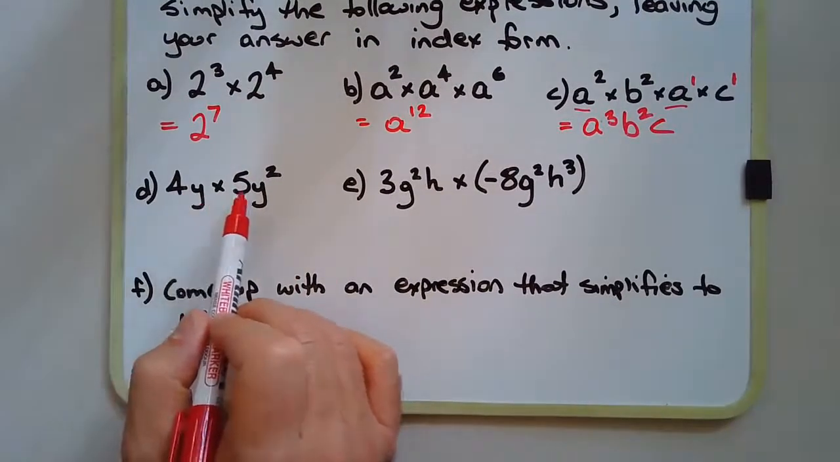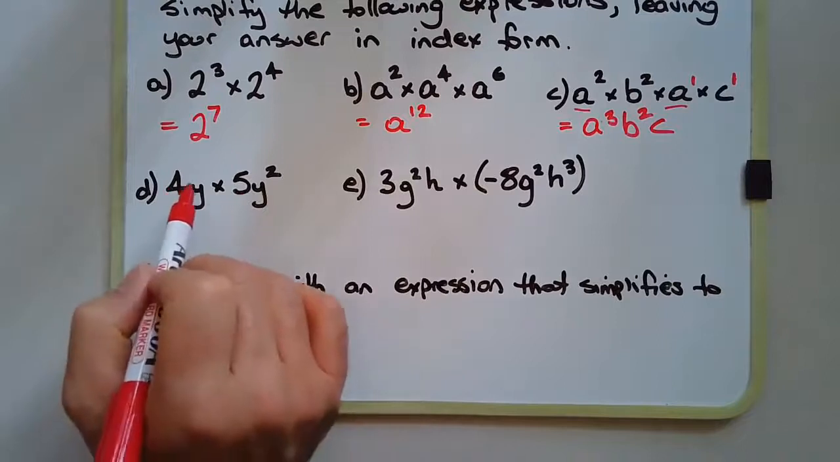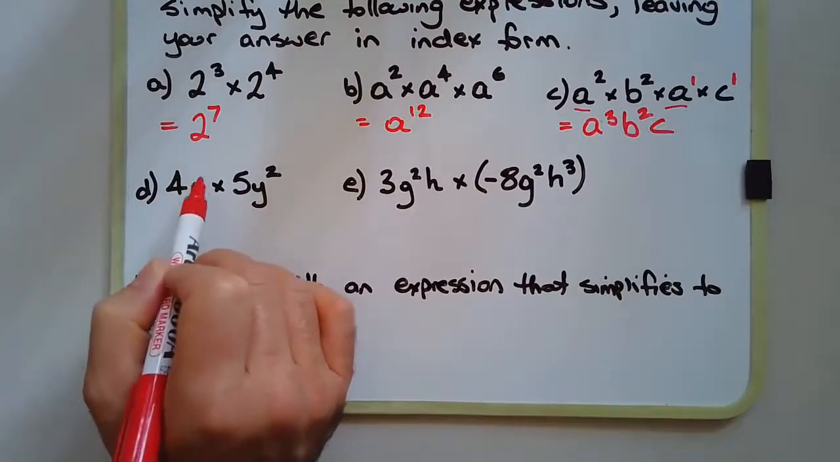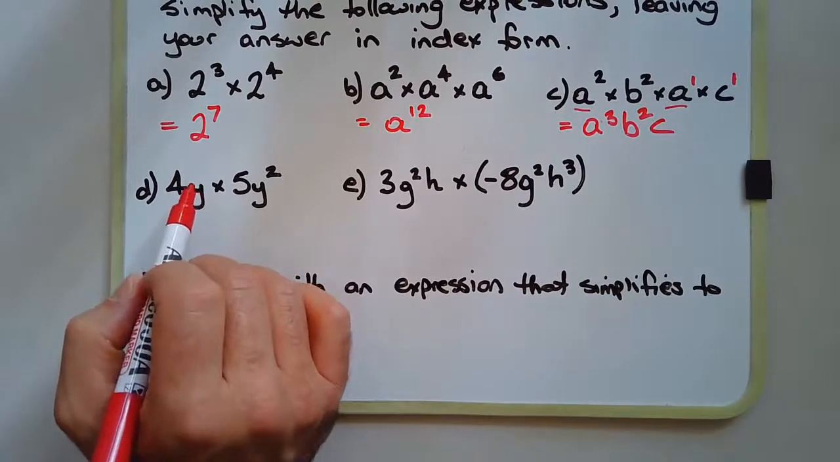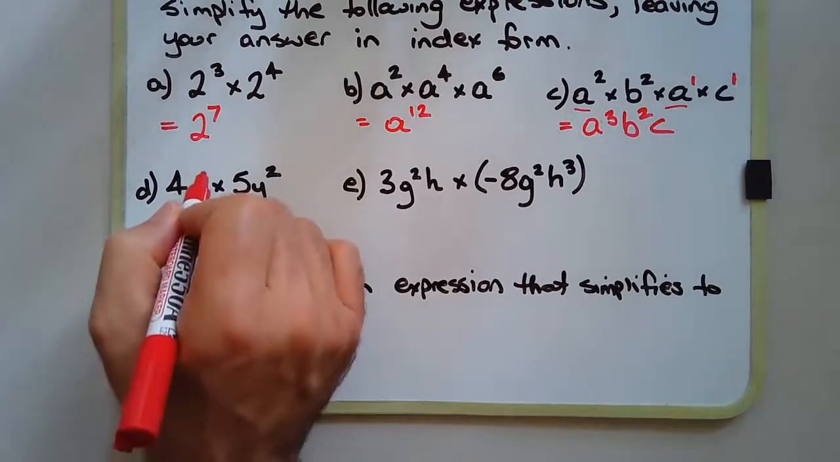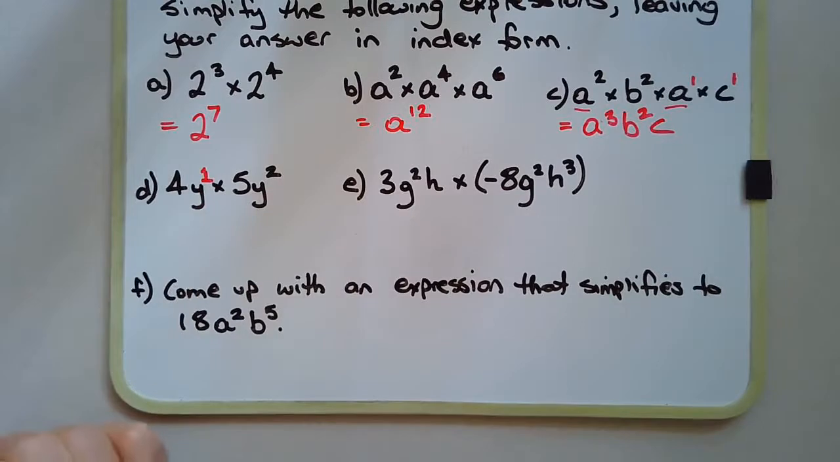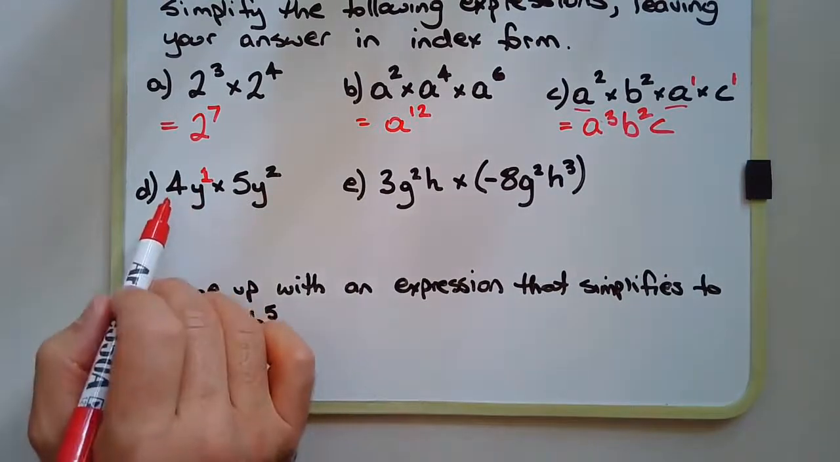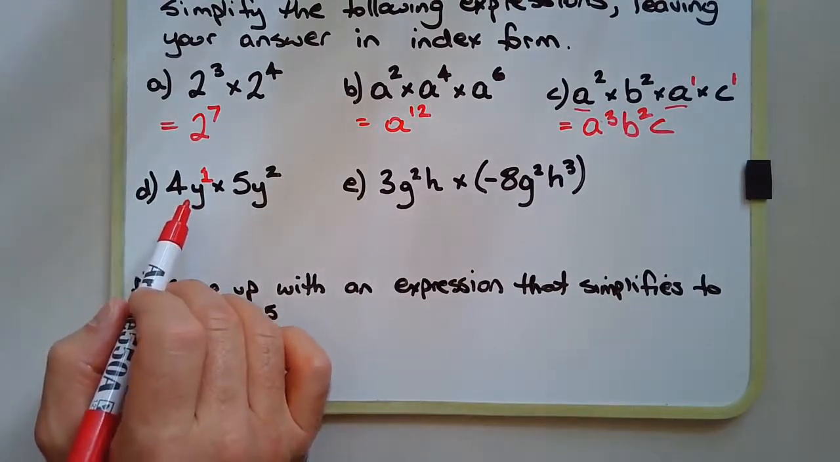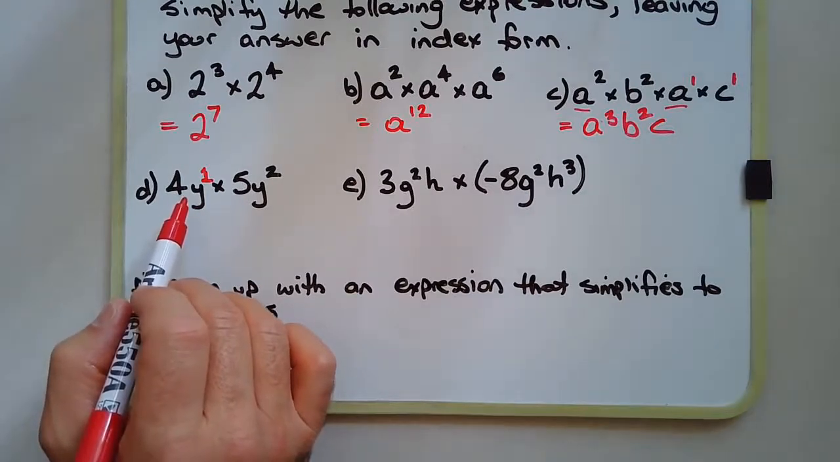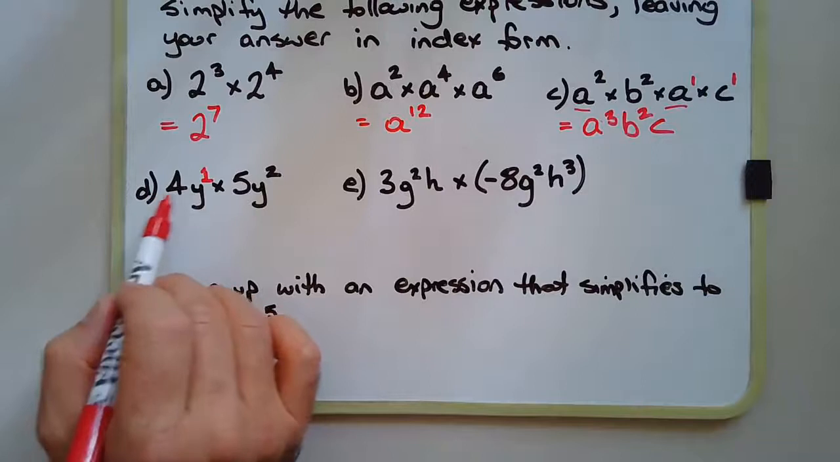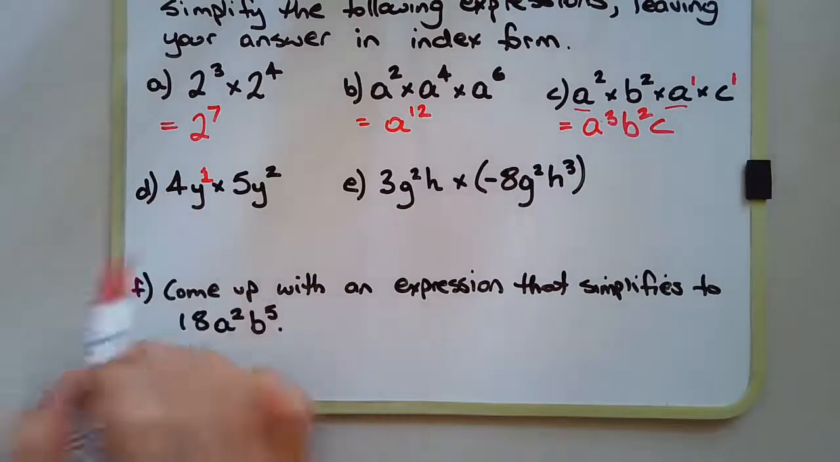4y times 5y squared. The y is on its own. It doesn't have an index shown, so we assume it to be an index of 1. It is being multiplied by the 4. There are no other y's multiplying it, so it's just the y by itself with a 4 next to it.